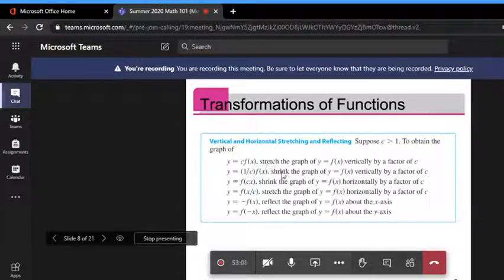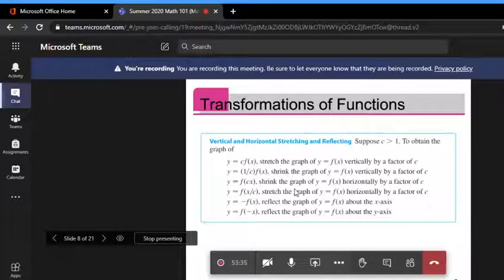So this is just vertical and horizontal stretching and reflecting. For example, this very last one is the reflection of f about the y-axis. You are reflecting it, f of x, f of negative x. For example, f of x, negative f of x, is a reflection about the x-axis. And so this is stretching the graph horizontally by a factor of c, if you use x over c.